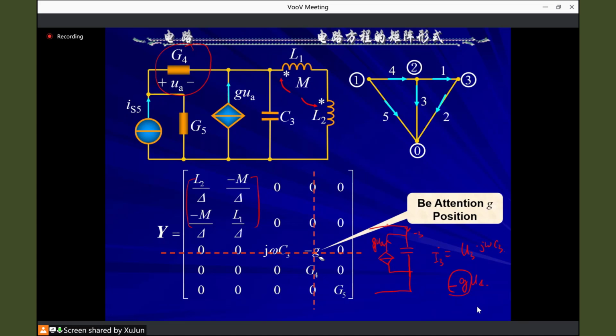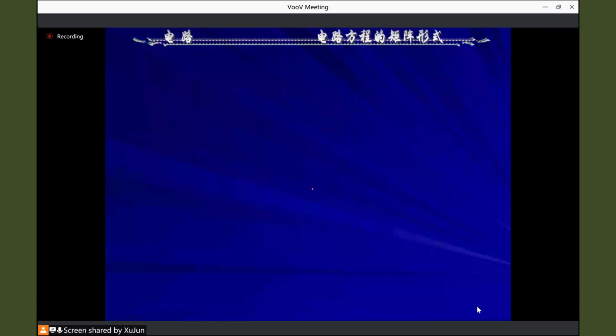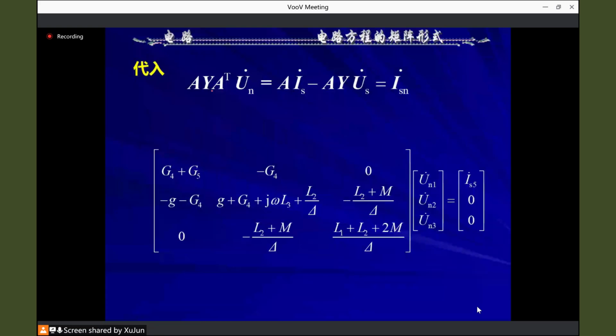Pay attention to this position. This branch 4 affects branch 3, so it will be on row 3, column 4. And then write the function at the last. Then we finish all this question.